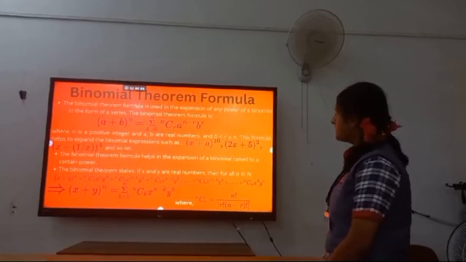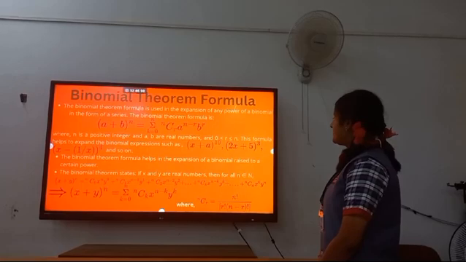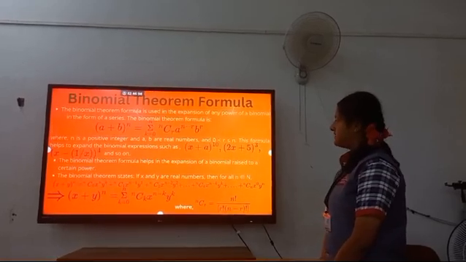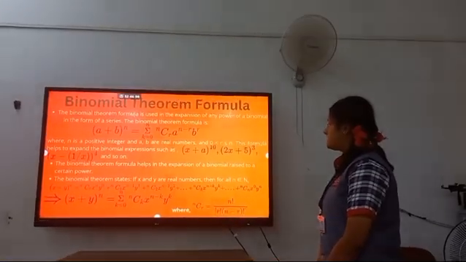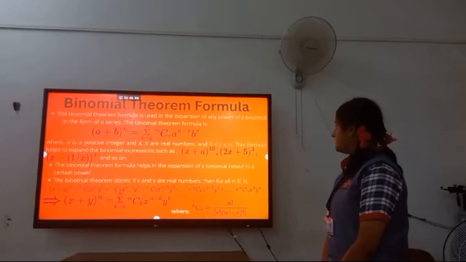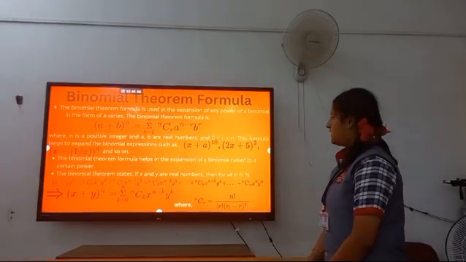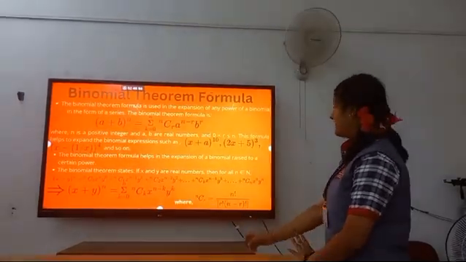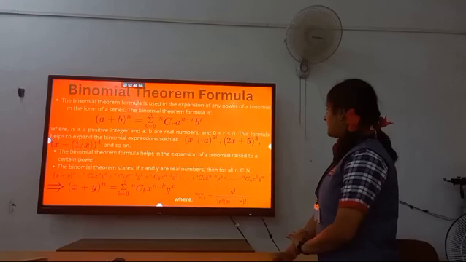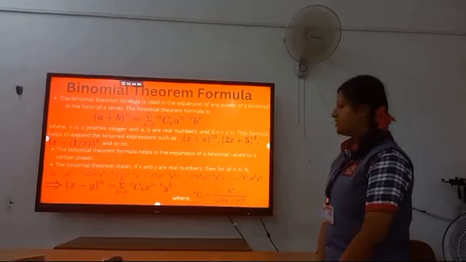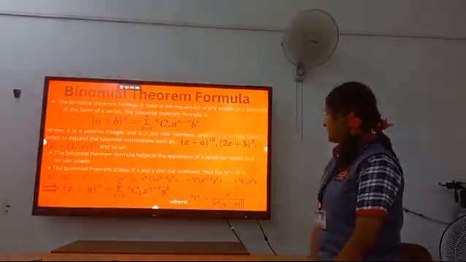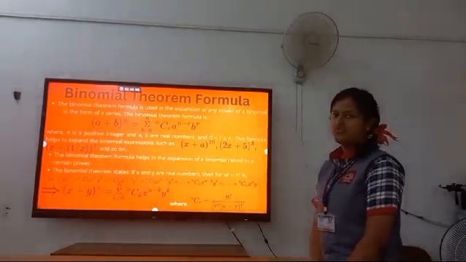The binomial theorem formula helps in the expansion of a binomial raised to a certain power. The binomial theorem states if x and y are real numbers, then for all n belonging to natural numbers, (x + y)^n can be expanded as follows, where nCr is equal to n factorial divided by r factorial times (n minus r) factorial.